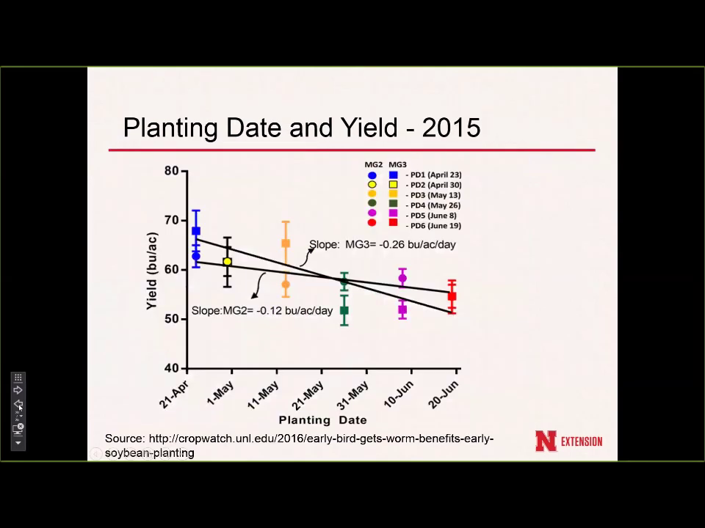So again, 2015, what did we see? Again, about a quarter to almost a tenth of a bushel loss per day, two different maturity groups here. So the general trend is you want to plant earlier anyway in terms of yield most often than not. And second, we can change our relative maturity to gain some extra days without losing yield too.